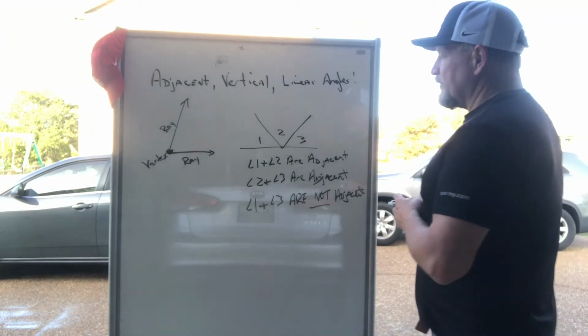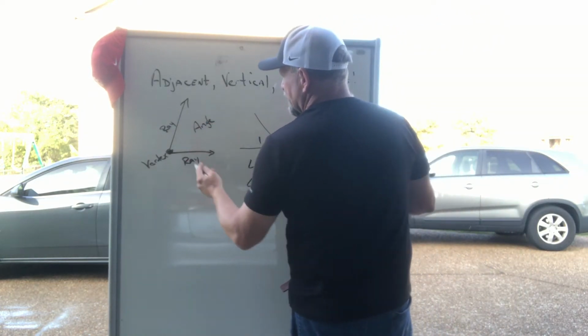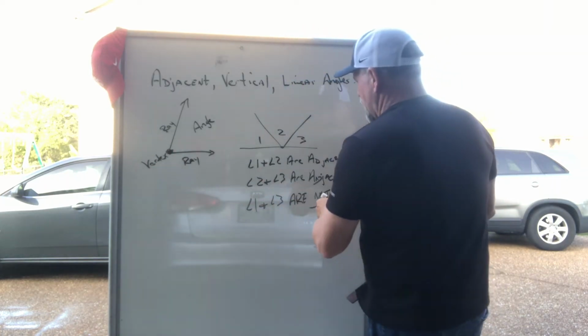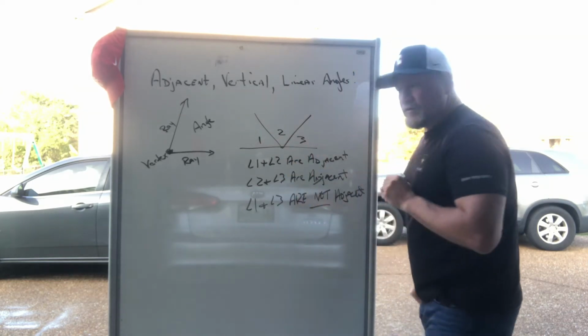Okay, so again, this is a beginning example of what we have whenever we have an angle. We have a vertex connecting two rays. This is an example of adjacent angles. 1 and 2 are adjacent, 2 and 3 are adjacent, 1 and 3 are not adjacent.